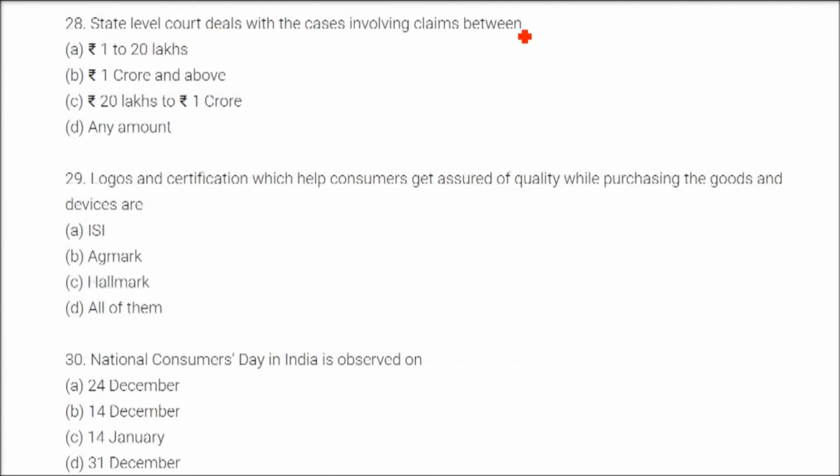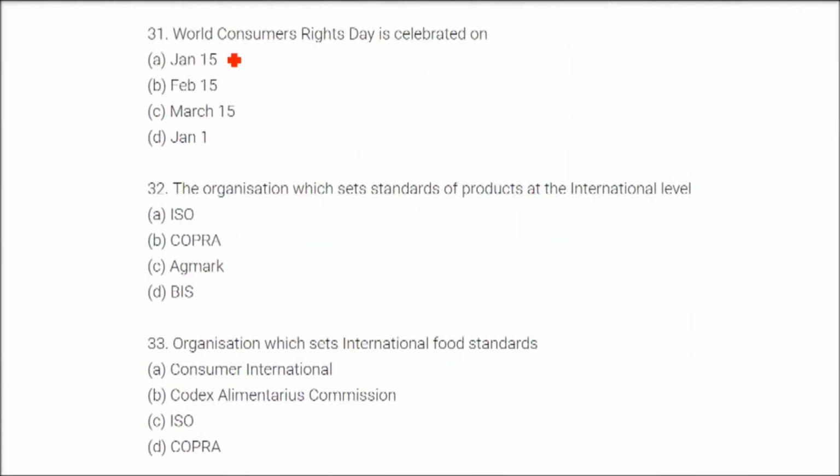The state level court deals with cases involving claims between 20 lakhs and 1 crore. So the answer is 28, which is C. Logos and certifications which help consumers get assured of quality while purchasing goods are ISI, AGMARK, and Hallmark. National Consumer Day in India is observed on 24th December. World Consumer Rights Day is celebrated on March 15th.